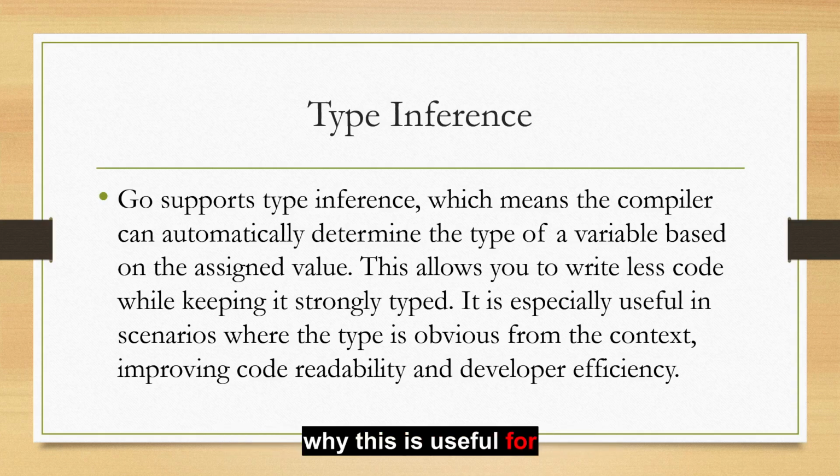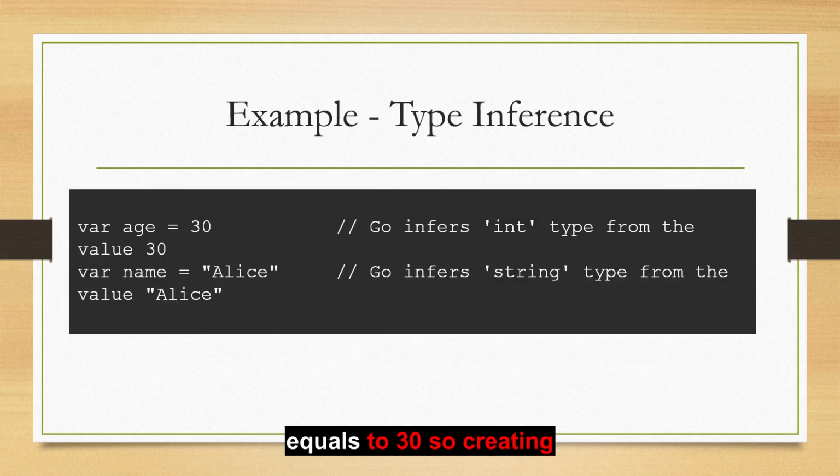So why is this useful for you as a beginner? Well, when you are writing code quickly, maybe a small project or practice exercise, you do not want to spend too much time worrying about the variable type if it is obvious. Type inference makes your code cleaner and easier to read. But remember, Go only infers the type when you are assigning the value right away. If you just write var name and don't assign anything, Go can't guess and it will throw an error. So here we have taken one example of type inference. Here var age = 30.